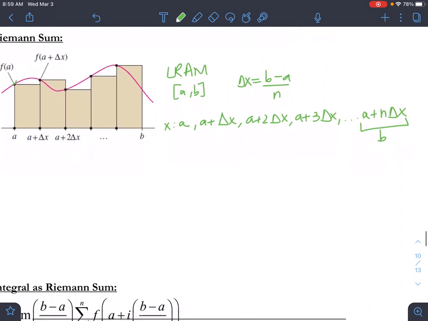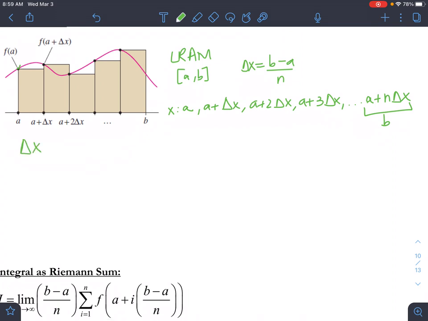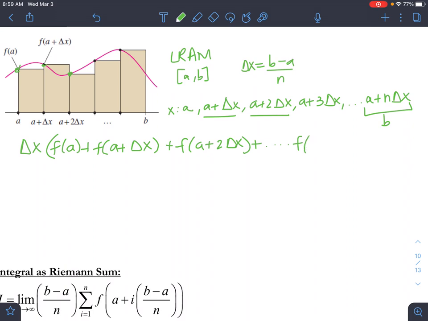So if we were to do an LRAM, we would take delta x. Since it's equal, we can leave it on the outside. So delta x times all of the heights of the rectangles. The heights would be f of a plus delta x, plus f of a plus 2 delta x, plus, etc., and up to f of a plus n delta x. And again, this really means f of b.